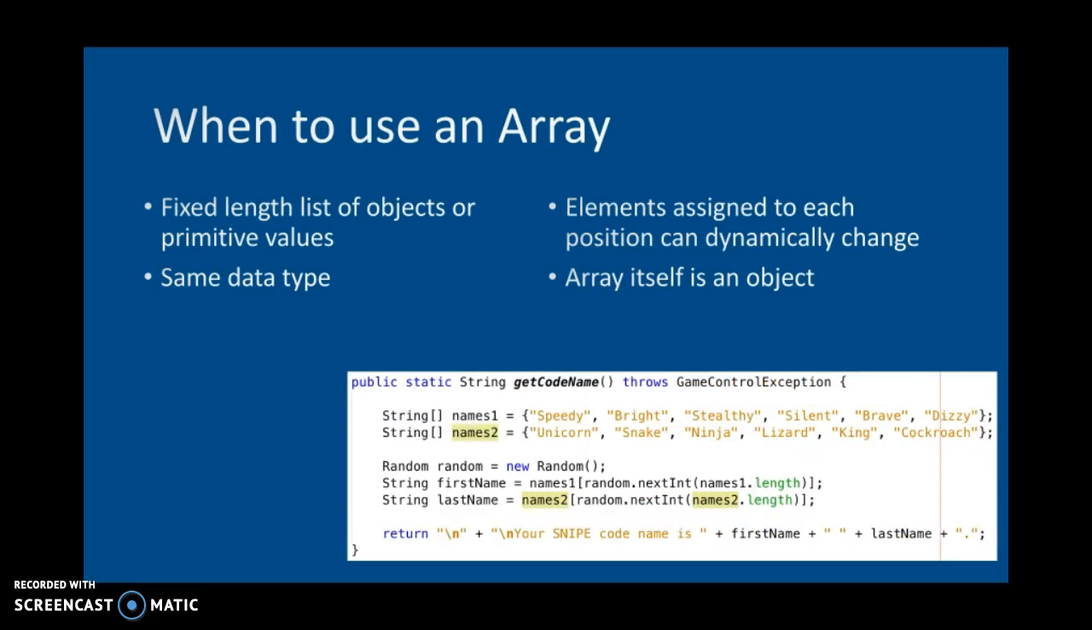When we have a fixed length of objects or primitive values that store multiple variables of the same data type, we use an array. The reason we used an array in the getCode function, in the getName function that randomly generates the player's code name, is because the length of the string arrays names1 and names2 is fixed. The individual names in each position are updatable, but the list length will always remain the same. The code randomly iterates through each array, selects a name from each, then displays both names as the player's S.N.I.P.E code name.